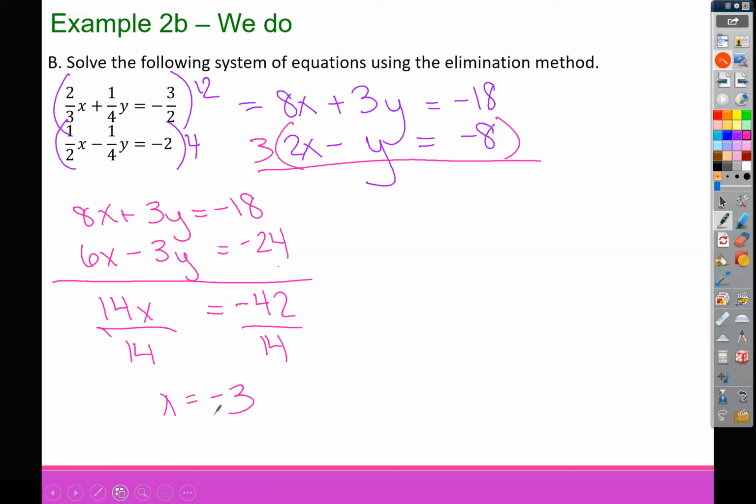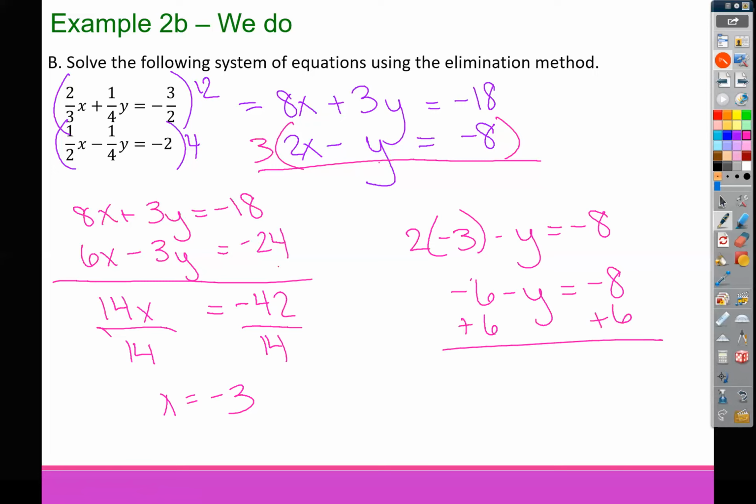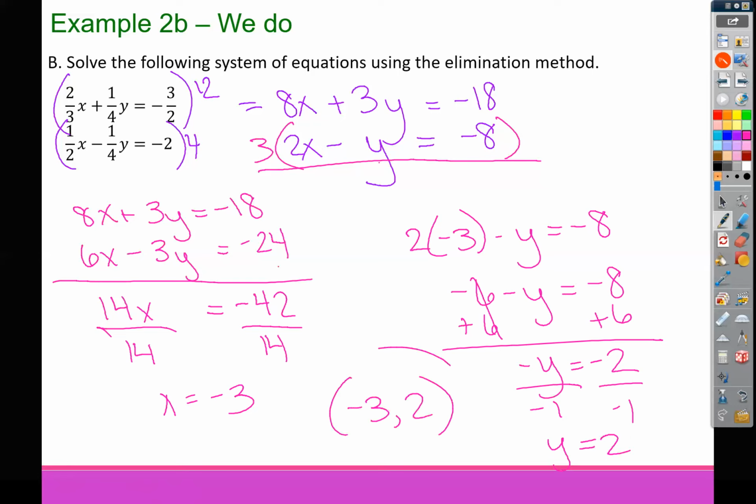Now put that back somewhere that it's easy to figure out. Let's do it in the second equation. So 2x, negative 3, minus y equals negative 8. So that would be negative 6 minus y equals negative 8. Add 6 to both sides. You get negative y equals negative 2. Divide by a negative 1, and you get y equals 2. So the solution, which means, remember, these are where those two lines would intersect, is at negative 3, 2. So you have a consistent, independent solution set.